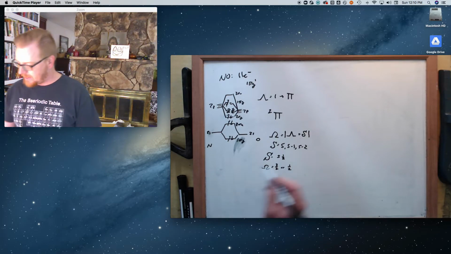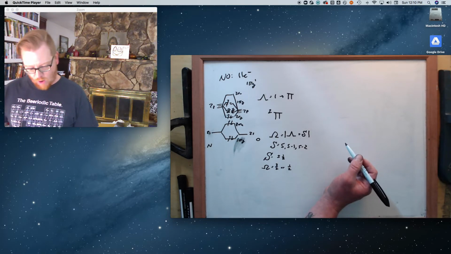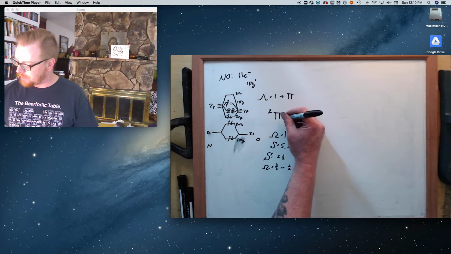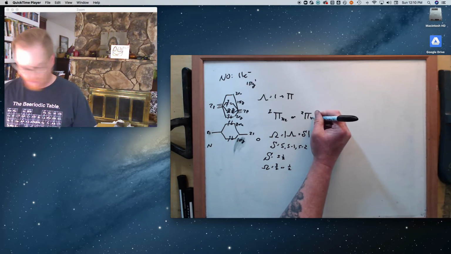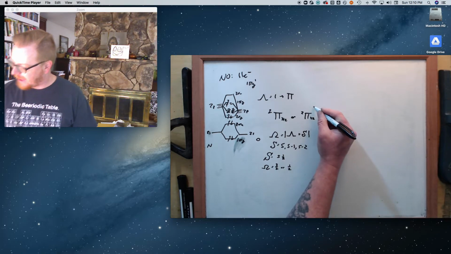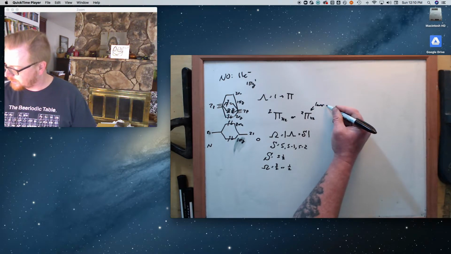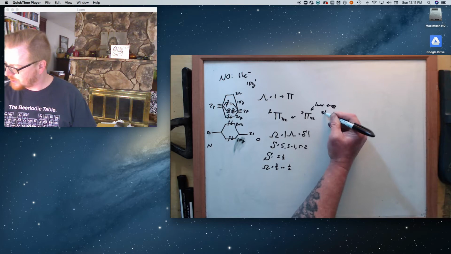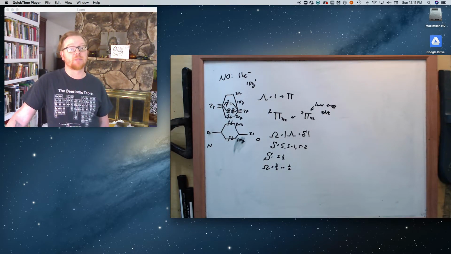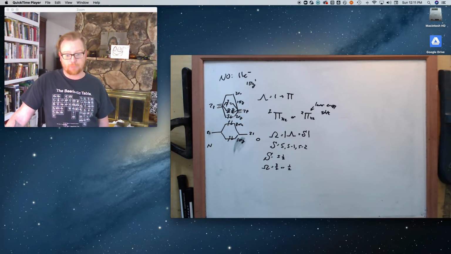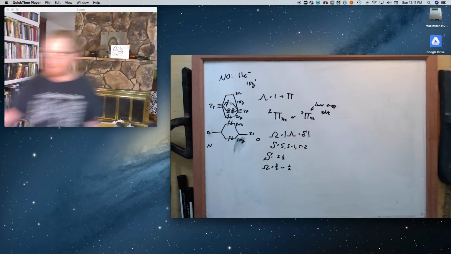And so what that means is my NO can adopt a doublet pi 3/2 or a doublet pi 1/2, and this is the lower energy state. But all the same, it would have this doublet configuration for the ground state of NO. Okay, so now I'm going to go ahead and erase this.